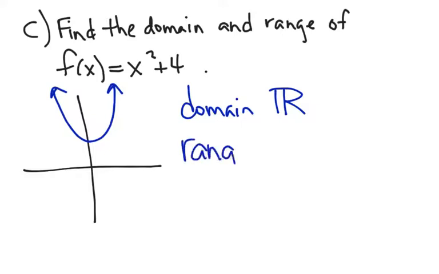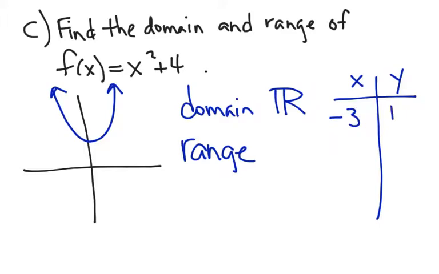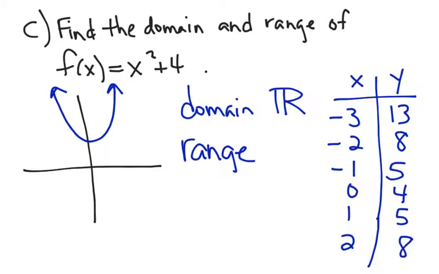How about the range? What kind of numbers come out of this function when we evaluate it? Well, I want you to look at the graph, or another way of looking at this is look at the table of values. You know, when we plugged in negative 3, 13 came out. If you plugged in negative 2, you got 8. If you plugged in negative 1, you'd get 5. 0, 4. And if you plug in positive 1, you'd get 5. If you plugged in positive 2, you'd get 8. And you notice that the y values start repeating themselves. Well, I want you to notice that the smallest y value is 4. And all the rest of the y values that come out of the function are all bigger than that.